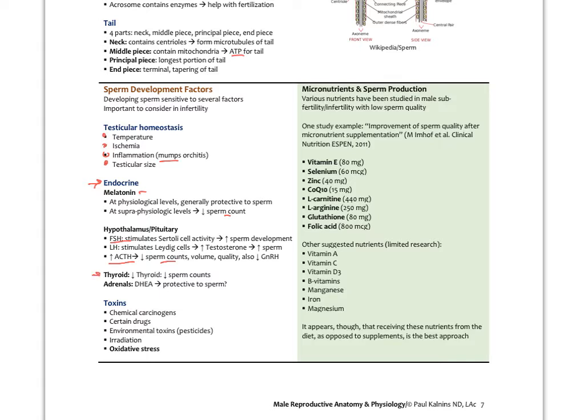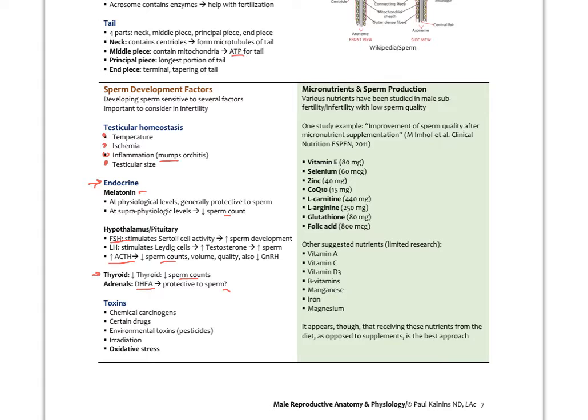Thyroid, we know, is very important for not just sperm production, but also for ejaculation. In fact, with erectile dysfunction and so forth, we find in hyperthyroidism, men tend to suffer from premature ejaculation. Hypothyroidism would be the opposite. But generally, low thyroid leads to low sperm counts. And then we think adrenal DHEA may be protective to sperm and may increase the sperm counts. I put the question mark there because that's more of a hypothesis.